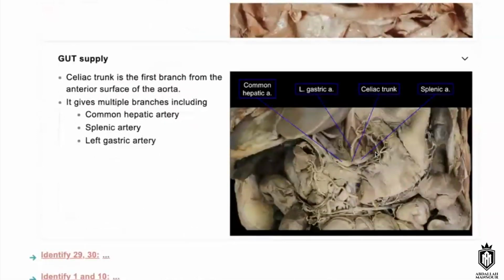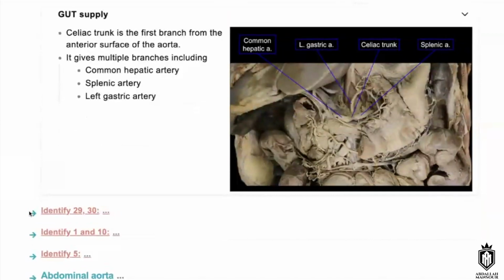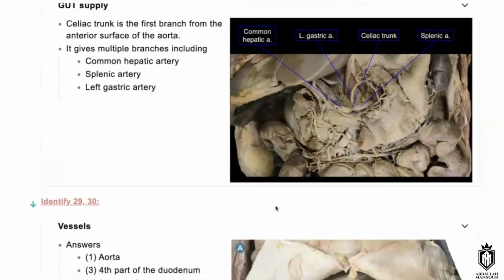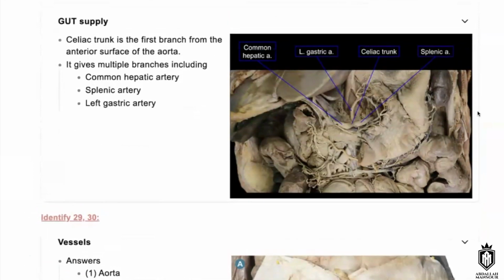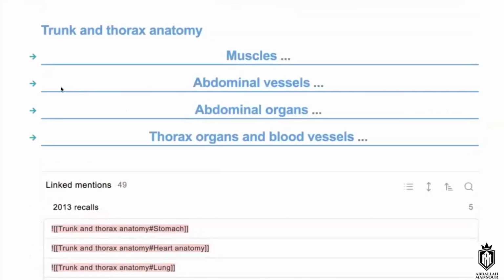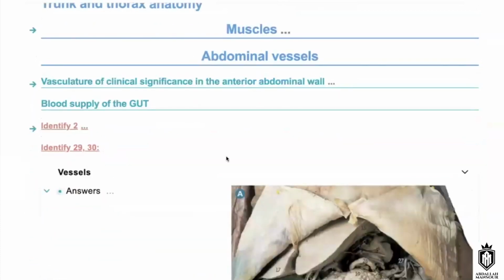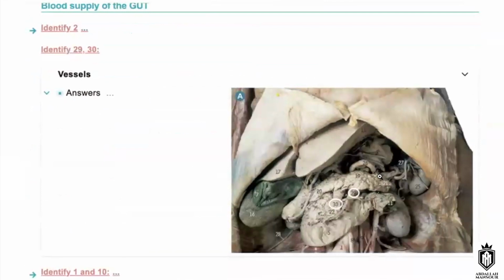As you can see here again, this is the gut supply: celiac trunk, left gastric artery, splenic artery, and also the common hepatic on the other side. These are the main things to understand here. Moving forward on this one, let me just do that again so you wouldn't see the answers. I want you to identify number 29 and number 30.